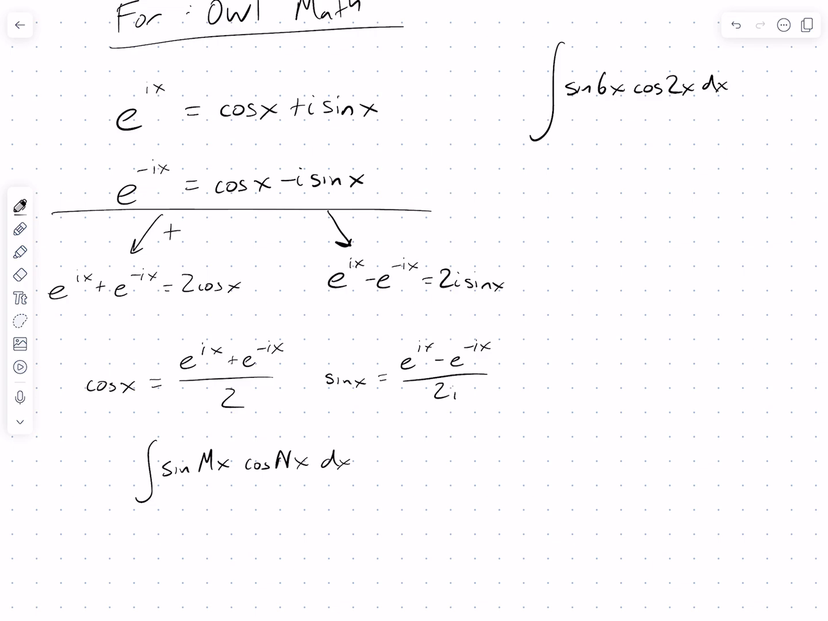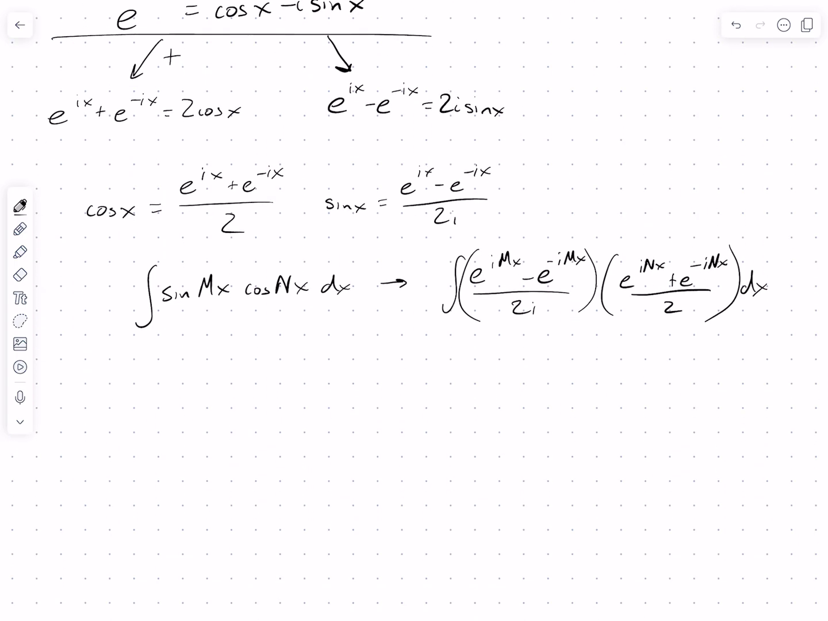What we're going to do is take these definitions and say that sine makes e to the i mx minus e to the negative i mx over 2i, and cosine makes e to the i nx plus e to the negative i nx over 2. Still haven't integrated yet, but let's FOIL first and multiply those out. We can just add exponents. Let's take the 1/4i out of all of that.